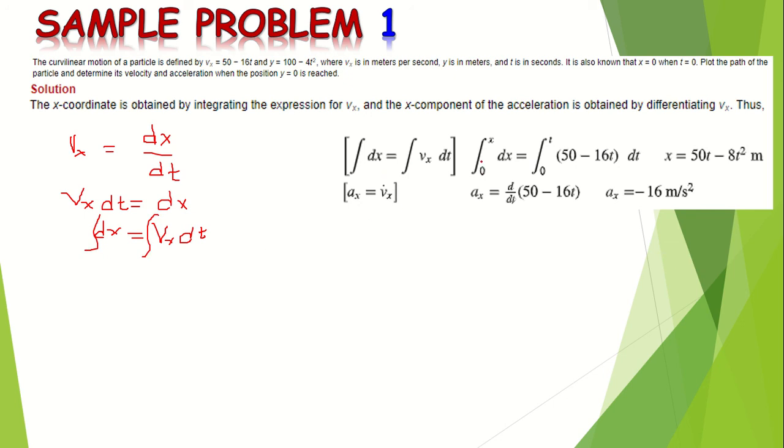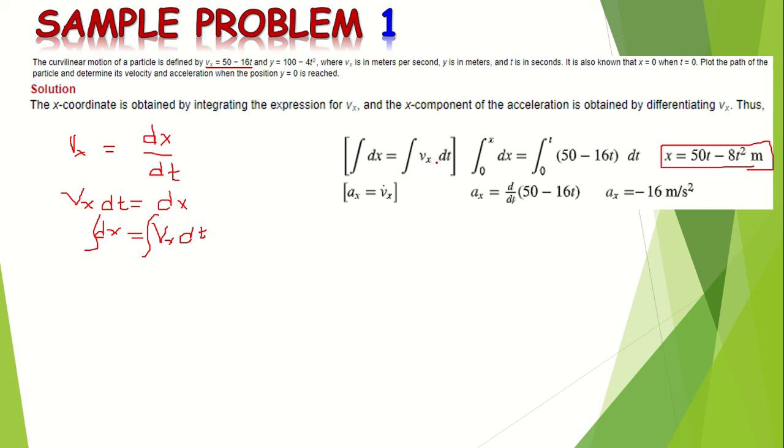And we have the limit from 0 to x for this part here. And vx is given here. So this is given. Okay, then substituting vx here and then do the integration. So we got x here with the limit 0 to x. So you can calculate for x here. So this is the resulting equation for x. Okay, after integration.